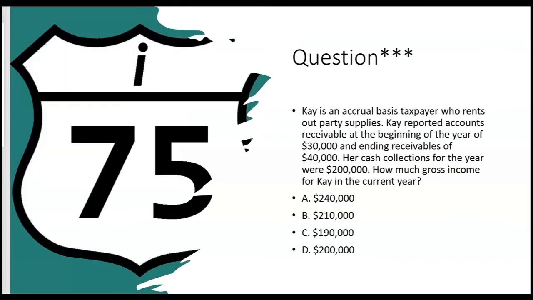Let's try this one. K is an accrual basis taxpayer who rents out party supplies. So she must have inventory, sales, and rentals. K reported accounts receivable at the beginning of the year of $30,000 and ending receivables of $40,000. Her cash collections for the year were $200,000. How much gross income for K in the current year?